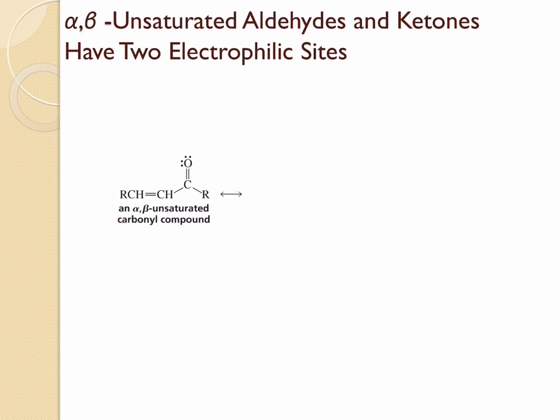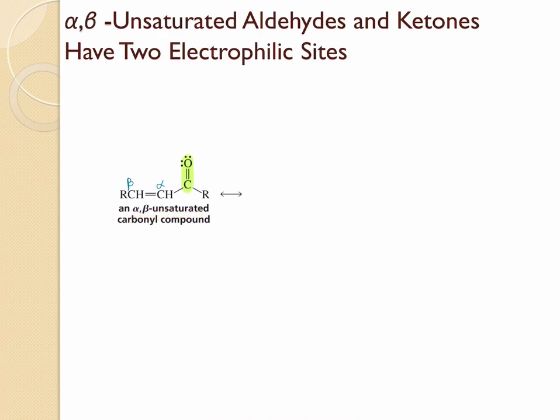Let's say that this is our carbonyl group, and this carbon, which is adjacent to the carbonyl group, is an alpha carbon, and the next carbon is a beta carbon. Between the alpha and the beta carbons, we do have a double bond, and therefore it is called an alpha-beta unsaturated carbonyl compound.